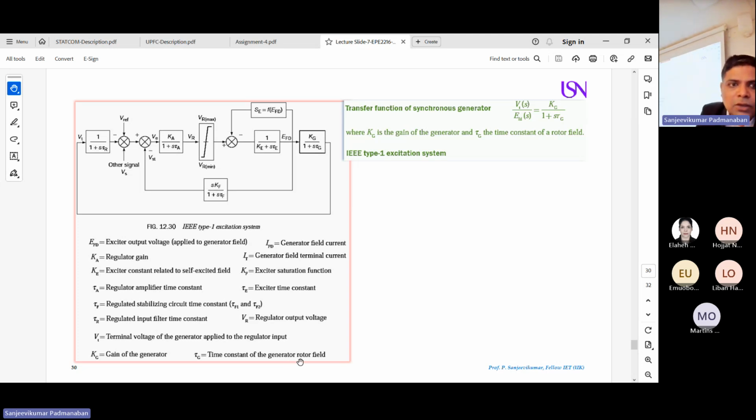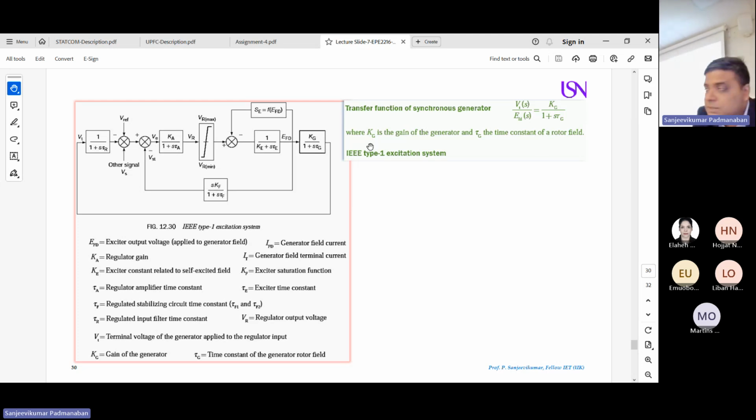So for you, how to learn: look at the block diagram, understand the variables. You need to find by calculation each variable and feed it to the system and test it. So overall, I can say the transfer function of your synchronous generator, in simple terminology, is the model Kg divided by 1 plus S into tau G. You can see here, this is your simplified model of your generator.